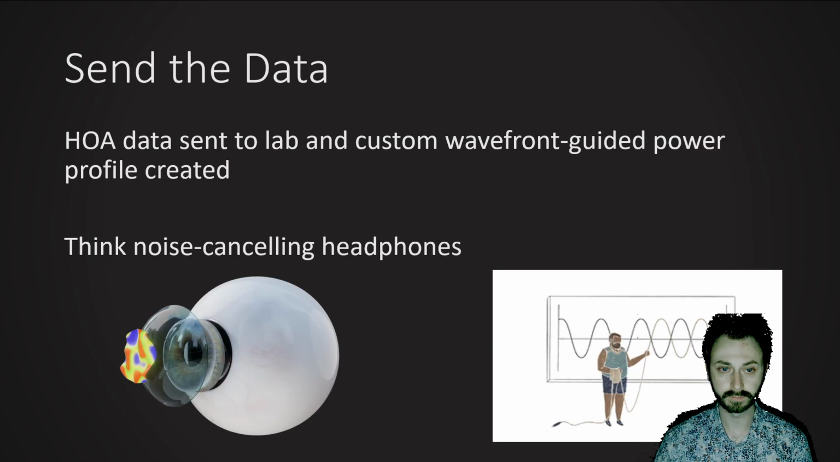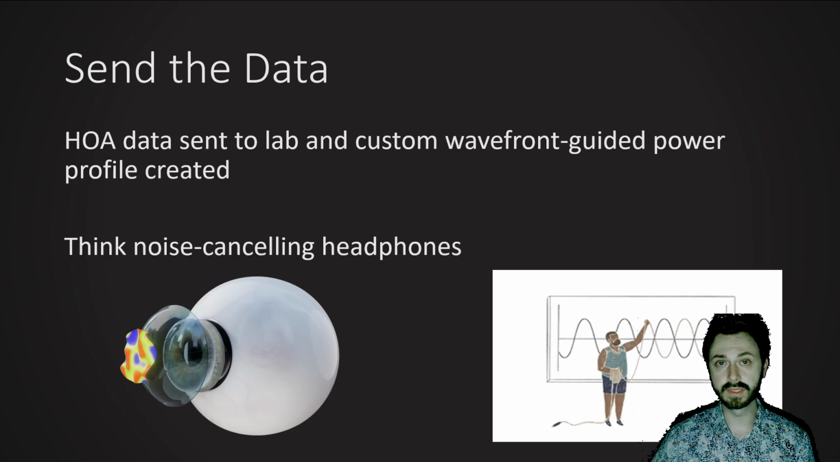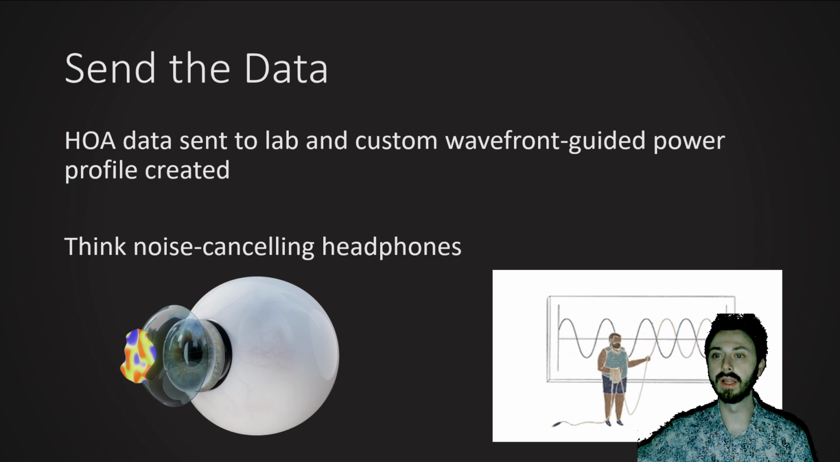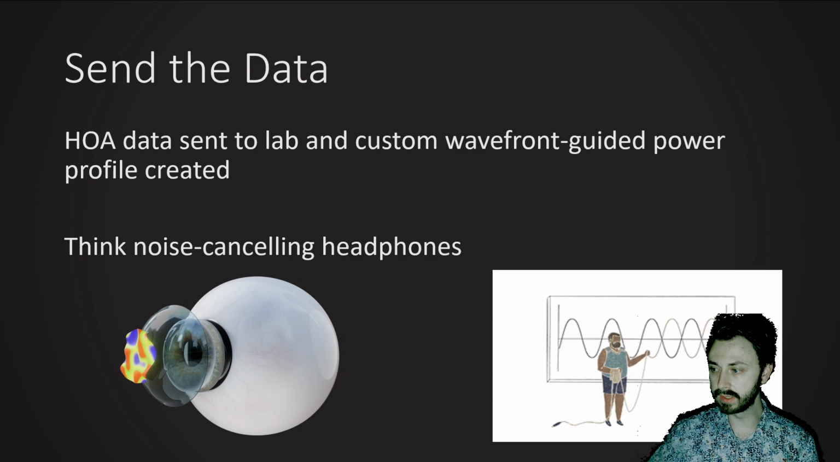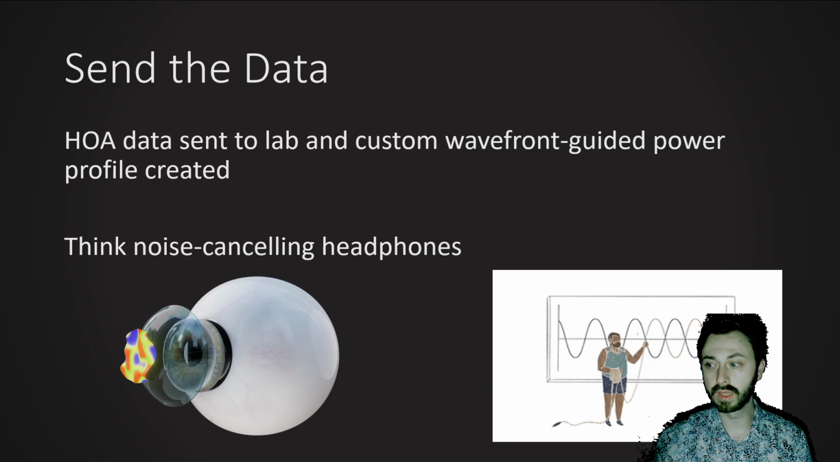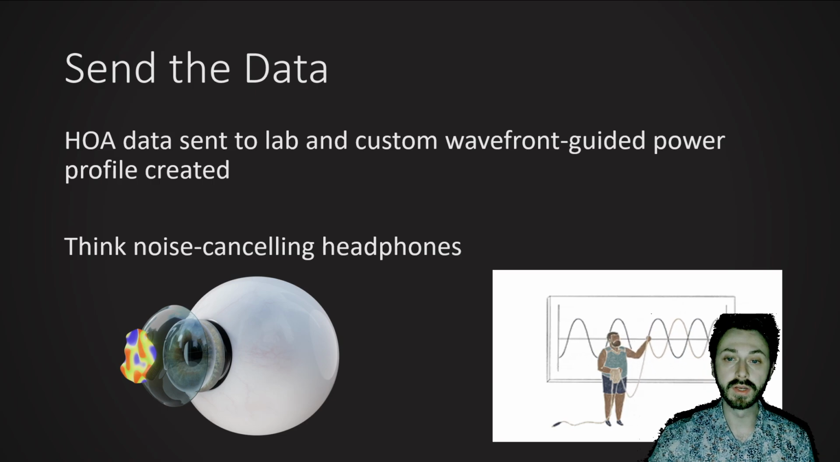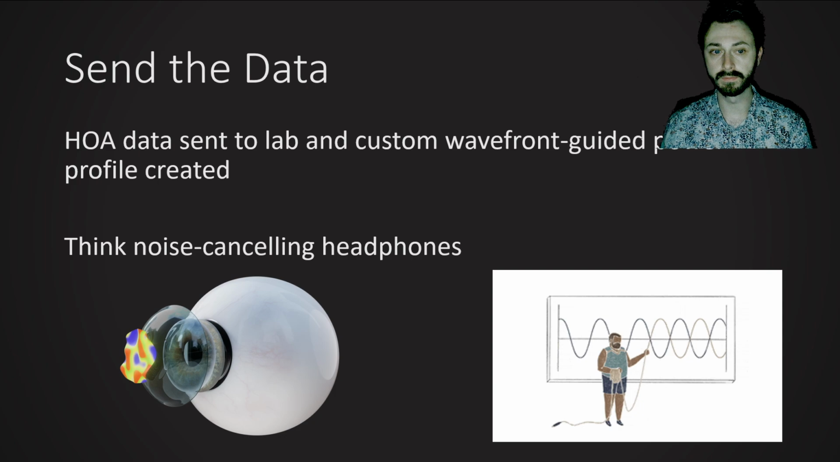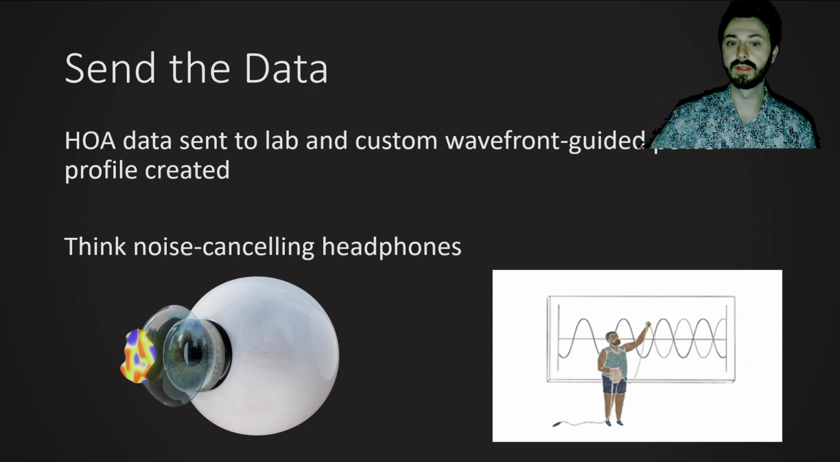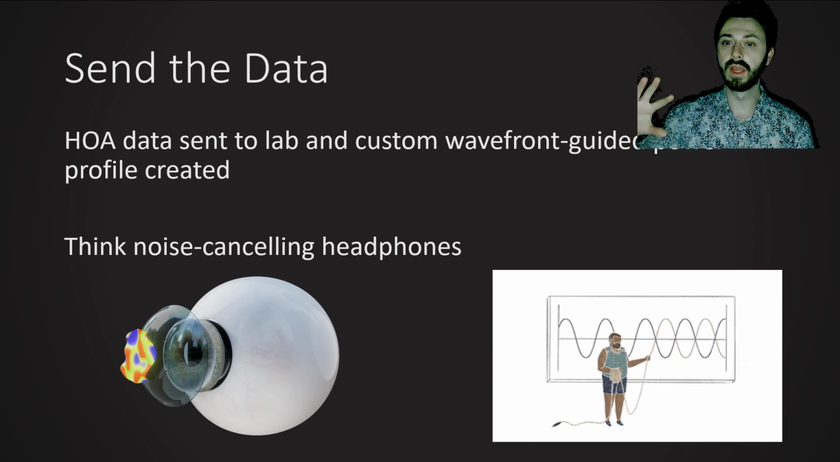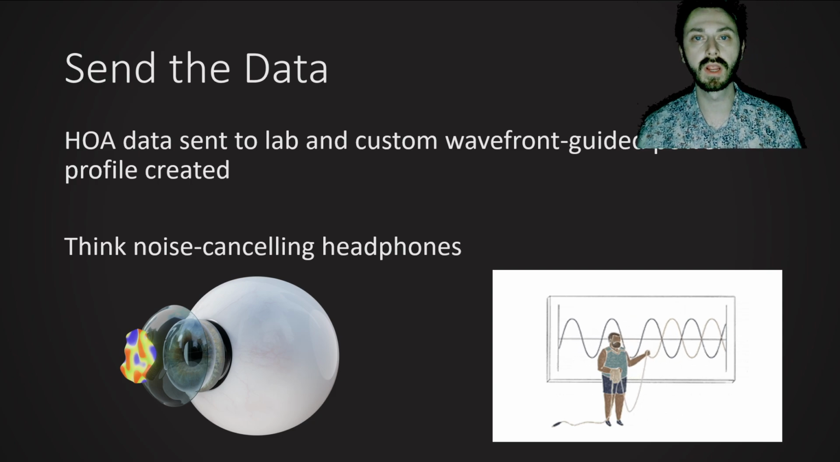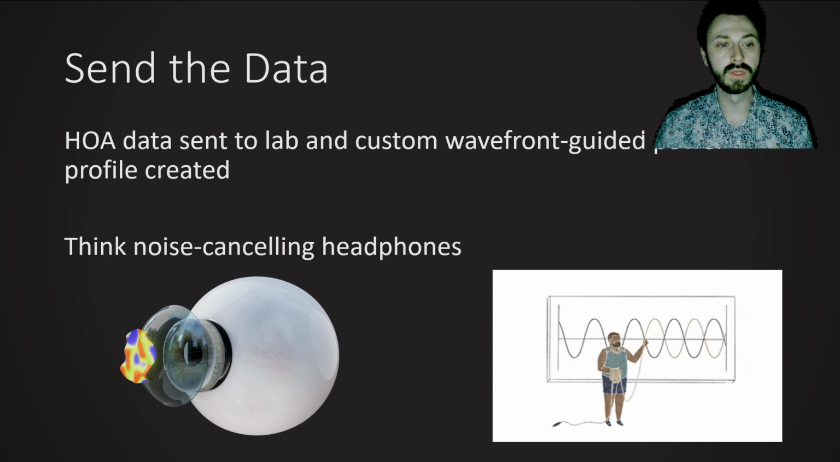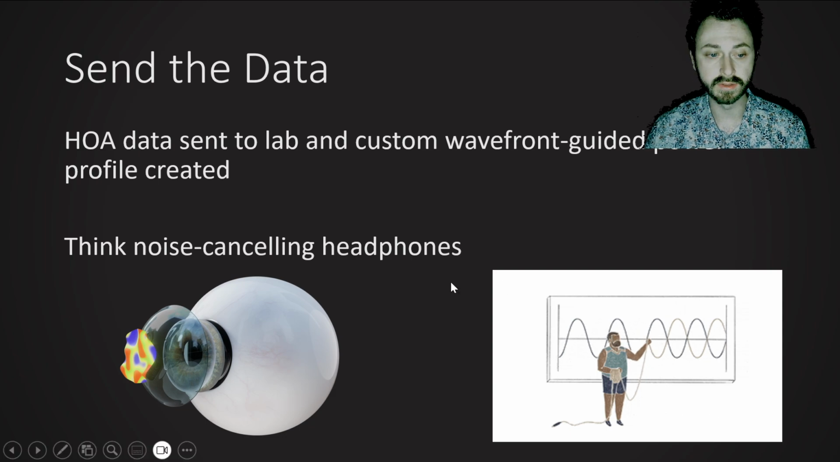But after you take this scan, you need to send the data to the lab. So there are a couple ways of sending it. One is an integrated system, and one is essentially looking at the individual aberration. Regardless, the lab receives that data, then uses it to guide the creation of a custom wavefront guided power profile, which is then placed into the lens.